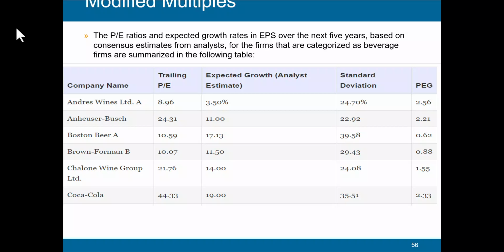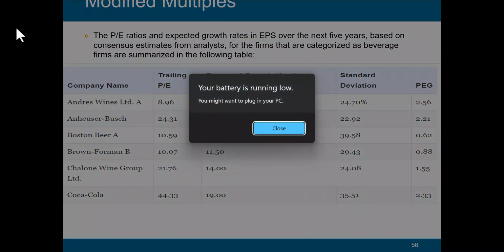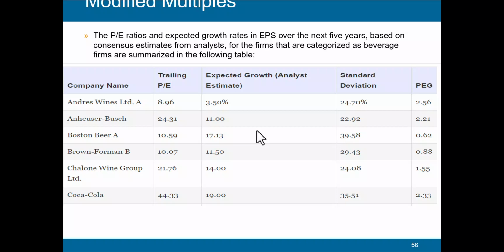Now come to another company, Coca-Cola. Tell me. It is expensive, the growth is good, and the standard deviation is also high. So this way you can understand and make some judgment about the companies. That is the part.